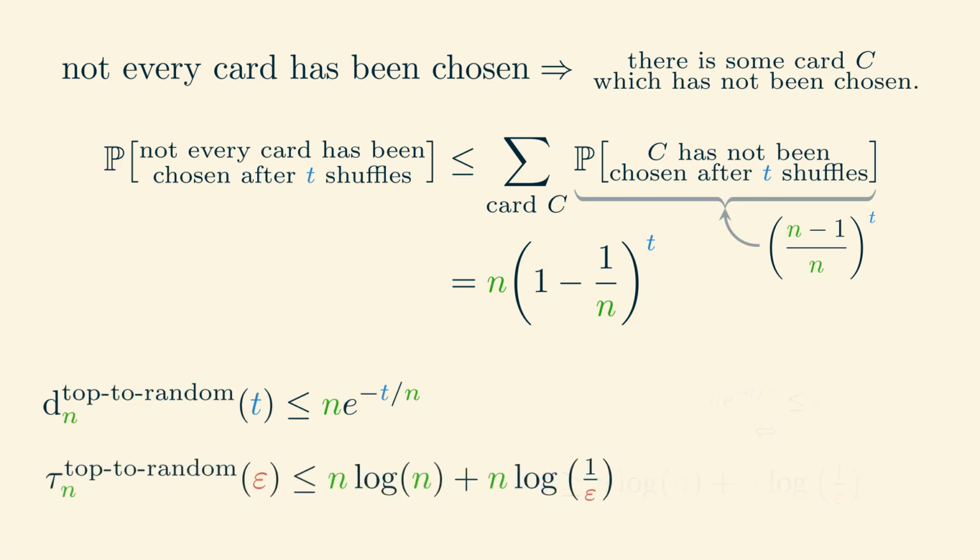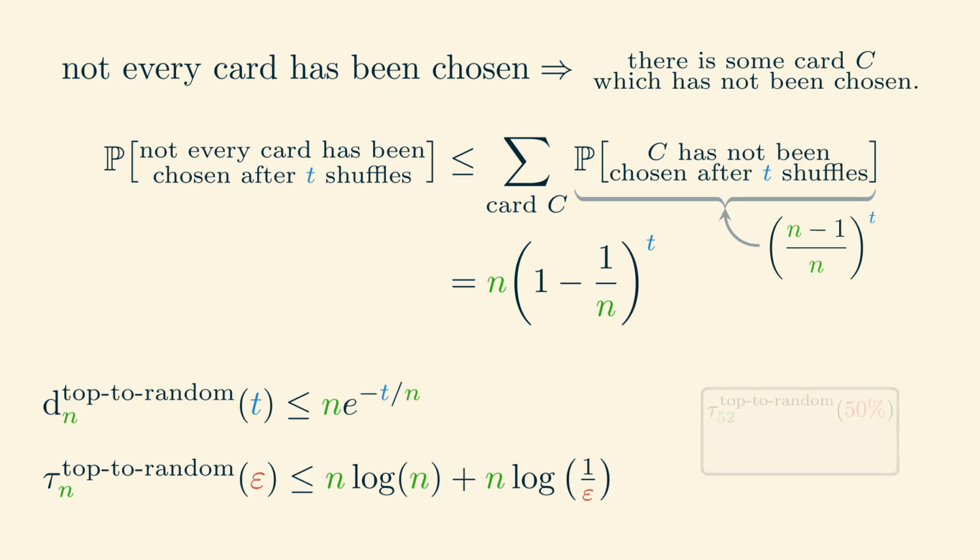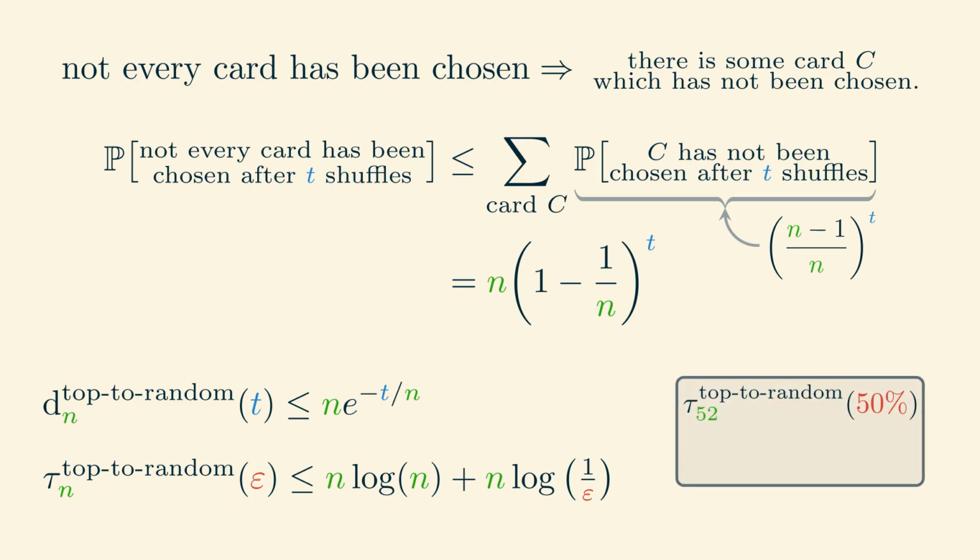In other words, the mixing time of the top to random shuffle in a deck with n cards is at most n log n plus n log 1 over epsilon. For a standard deck of cards with n equals 52, if we want to get within 50% total variation distance from perfect randomness, this tells us that we only need to do 242 shuffles.